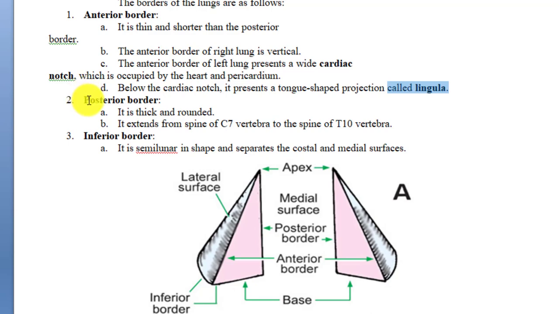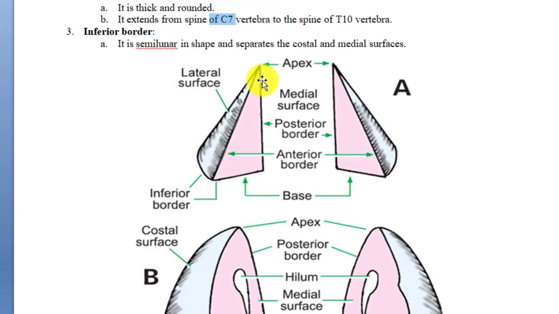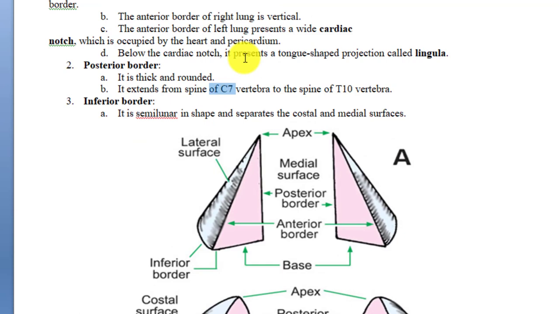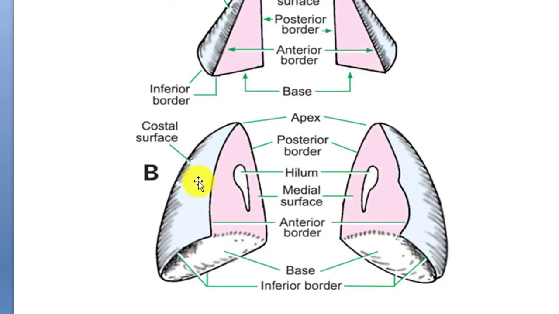Now, what about the posterior border? It's a little bit thick and rounded. It extends from the spine of C3 vertebra to the spine of the T10 vertebra. So this is the location of the posterior border. Okay, what about the inferior border? The inferior border is semilunar in shape and separates the costal and medial surfaces, right? So this is the costal surface and this is the medial surface. Here is the inferior border.